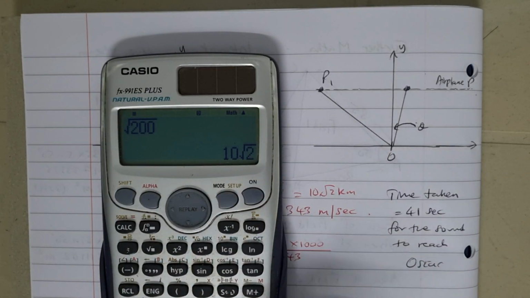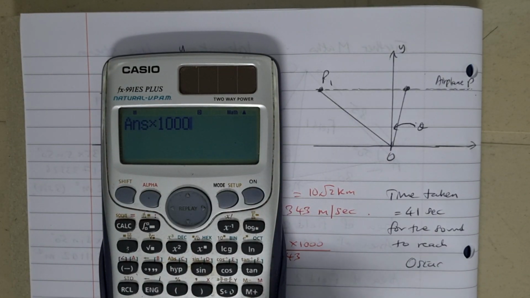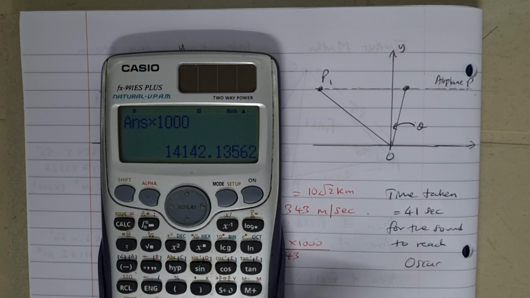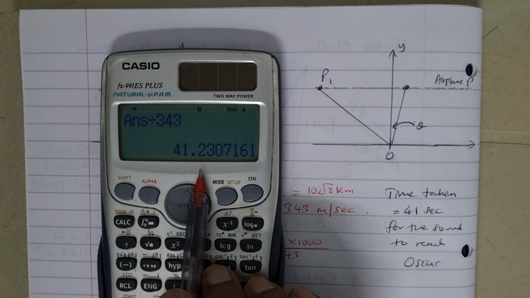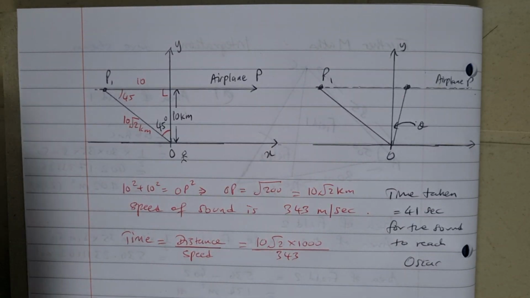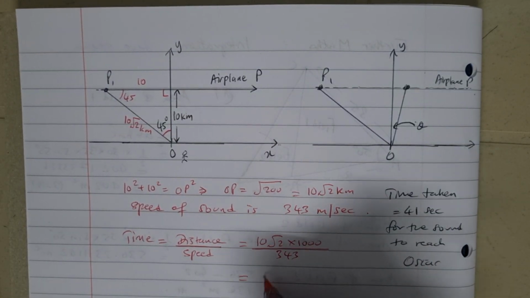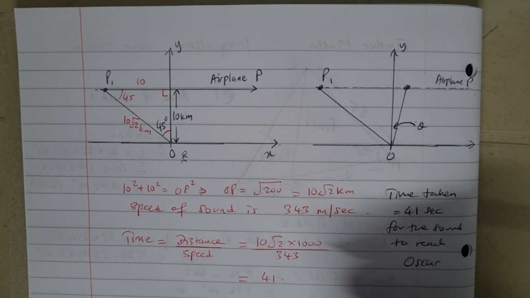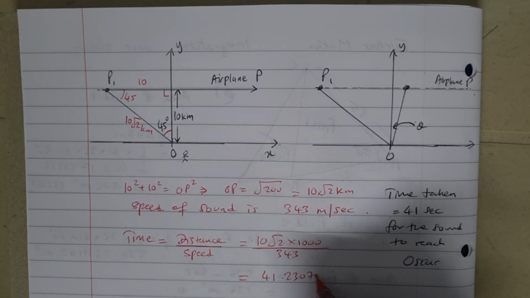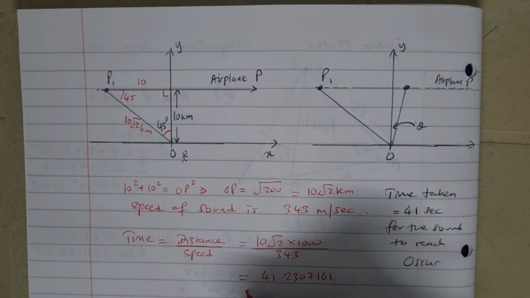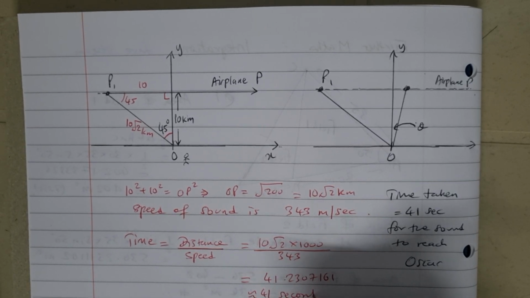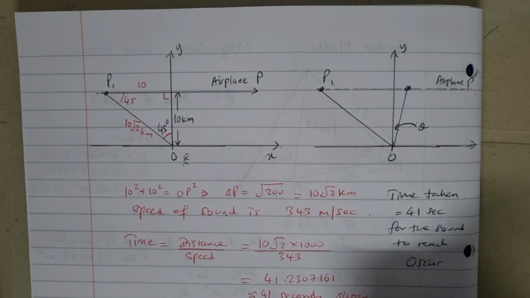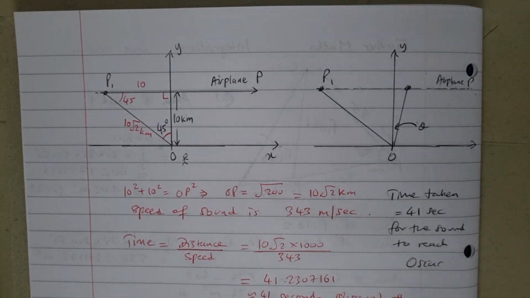Let's see if we get an answer here. So this is this much, and then you divide this by 343. And here we go, 41.23 seconds. So that's been shown, it's approximately 41.2307161. Therefore it's approximately 41 seconds, and that's been shown. Here we are, we proved it.